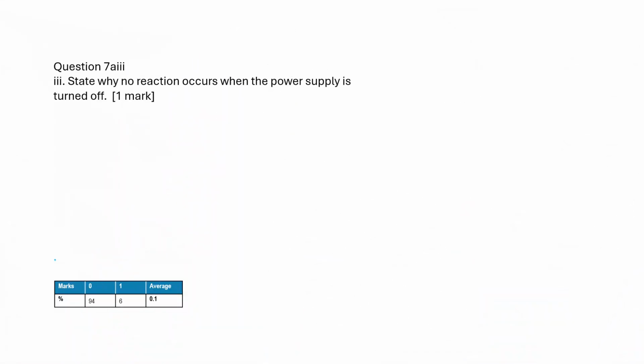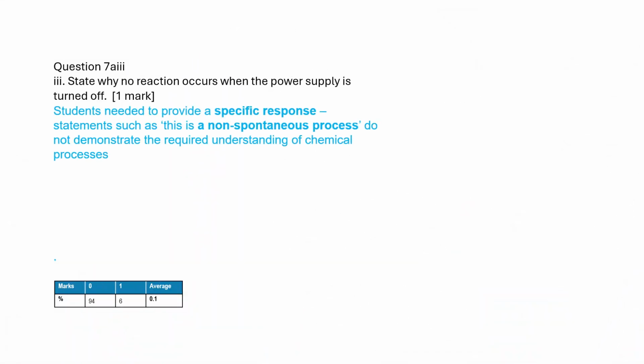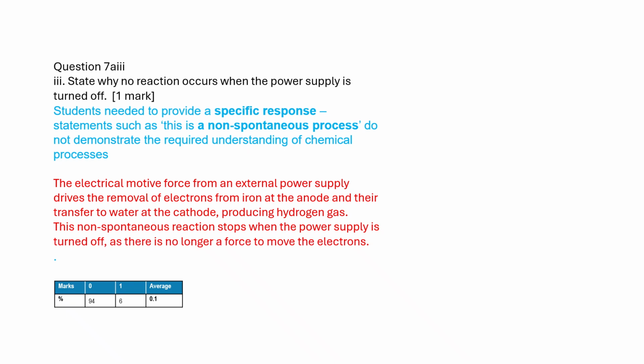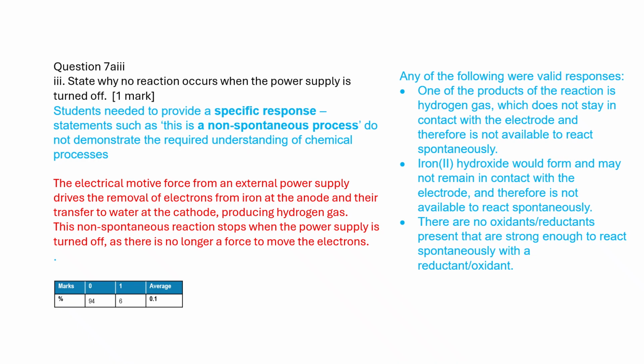A specific response is required to answer the question. General statements like, "This is a non-spontaneous process," are insufficient. The electrical motive force from an external power supply drives the removal of electrons from iron at the anode and their transfer to water at the cathode, producing hydrogen gas. This non-spontaneous reaction stops when the power supply is turned off, as there is no longer a force to move the electrons.